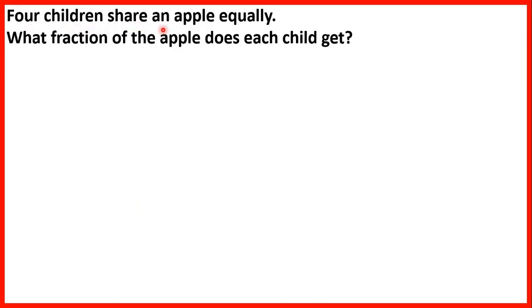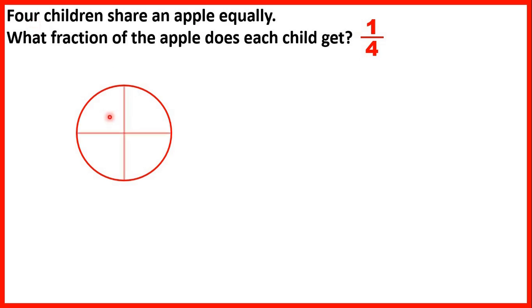4 children share an apple equally. What fraction of the apple does each child get? So if one apple has been split between 4 children, that means each child will get 1/4 of the apple. So we can draw a circle to represent the apple, and if it's been shared between 4 children, we can split our circle into 4 sections, and each child will get one of those sections, and we can see that that's 1 part out of 4, so 1/4.